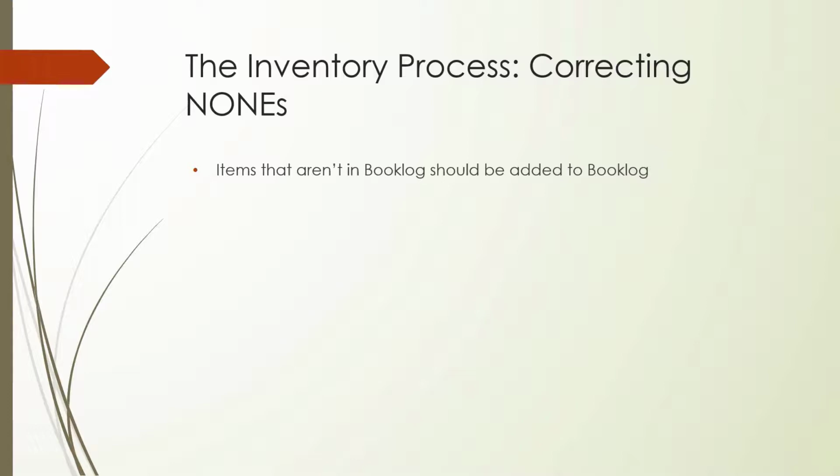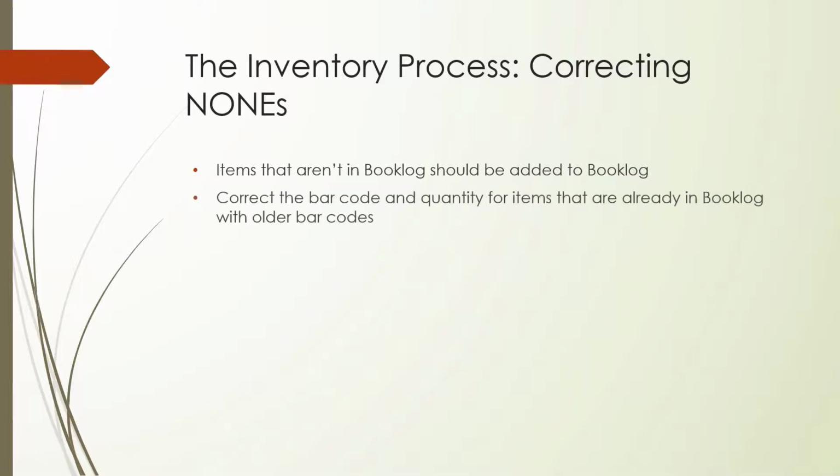Items that aren't in Booklog should be added to Booklog. Correct the barcode and quantity for items that are already in Booklog with older barcodes. Add the quantities to the correct items when they have been misscanned. Look the item up in your inventory by title.